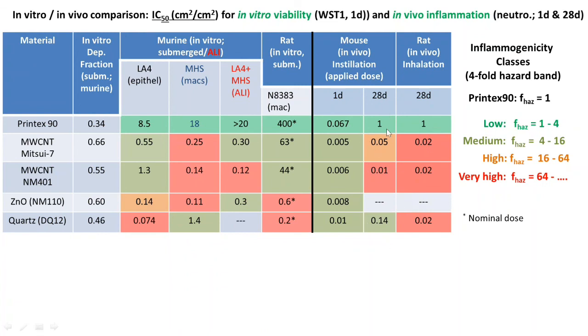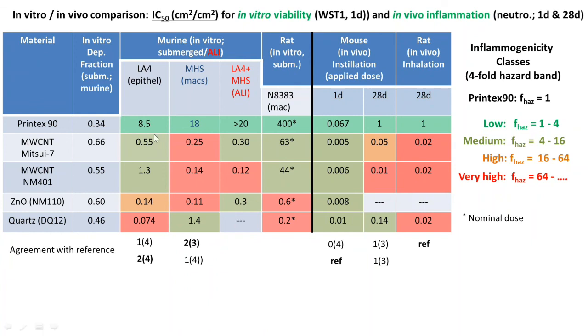And very similar, as I said, for the 28-day mouse installation data, you get a very similar pattern. And even for the acute response, you see that they're all in one group. They have less high factor of hazard, but they all group in the same group. So there's a lot of similarities for the installation and inhalation.